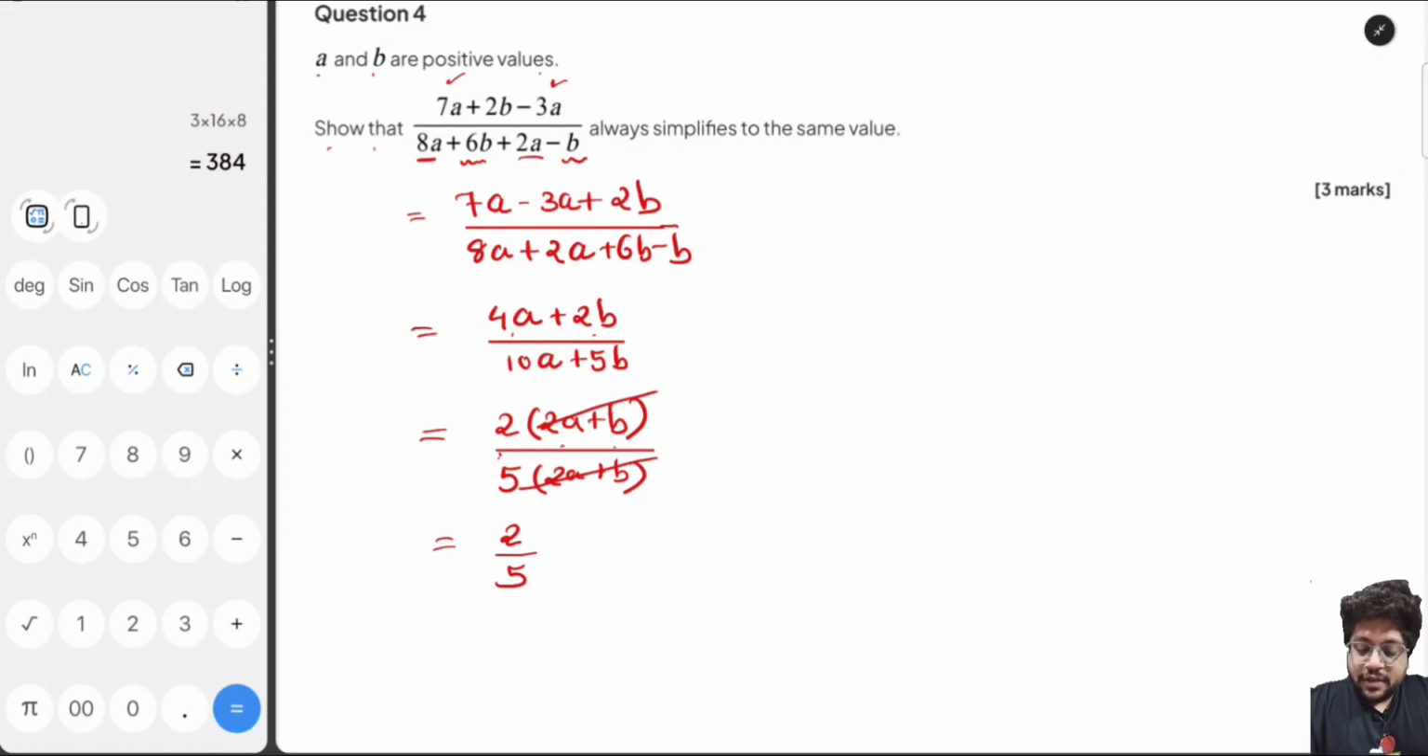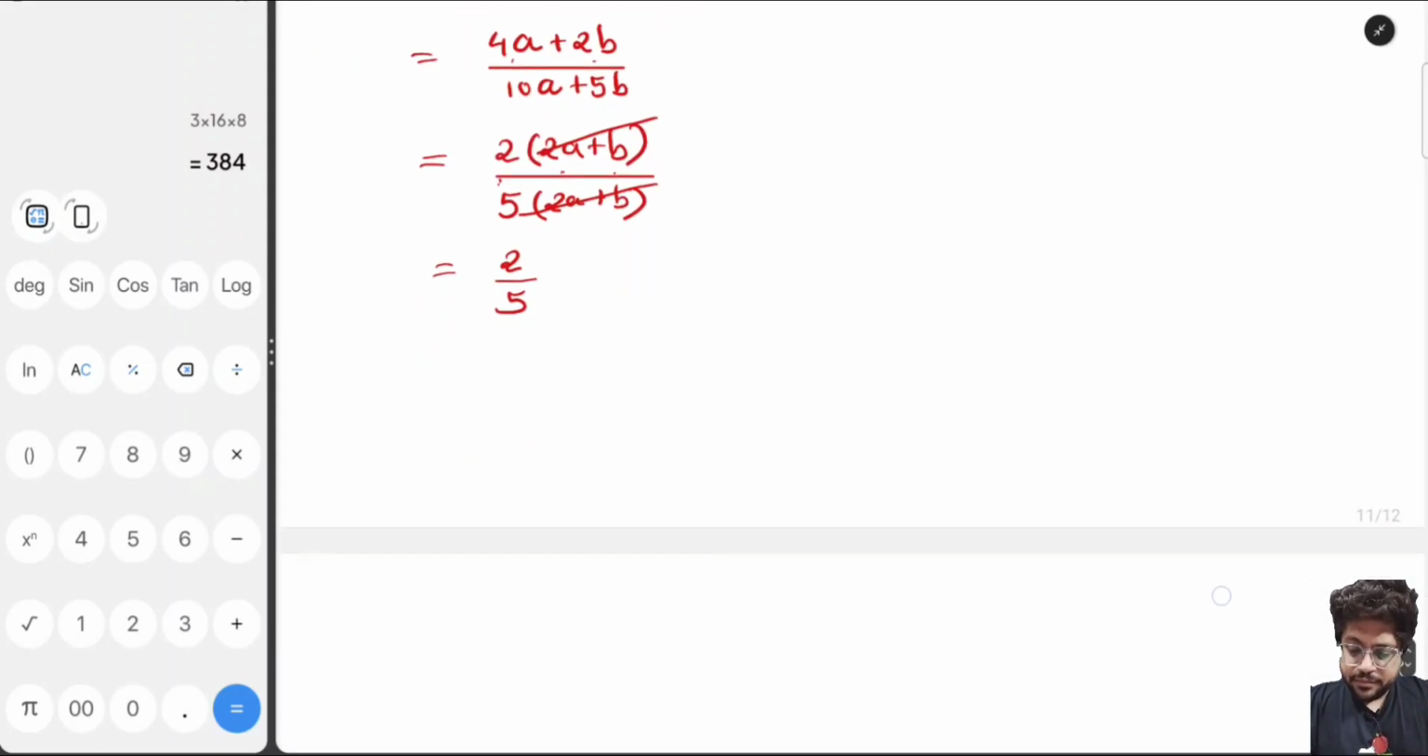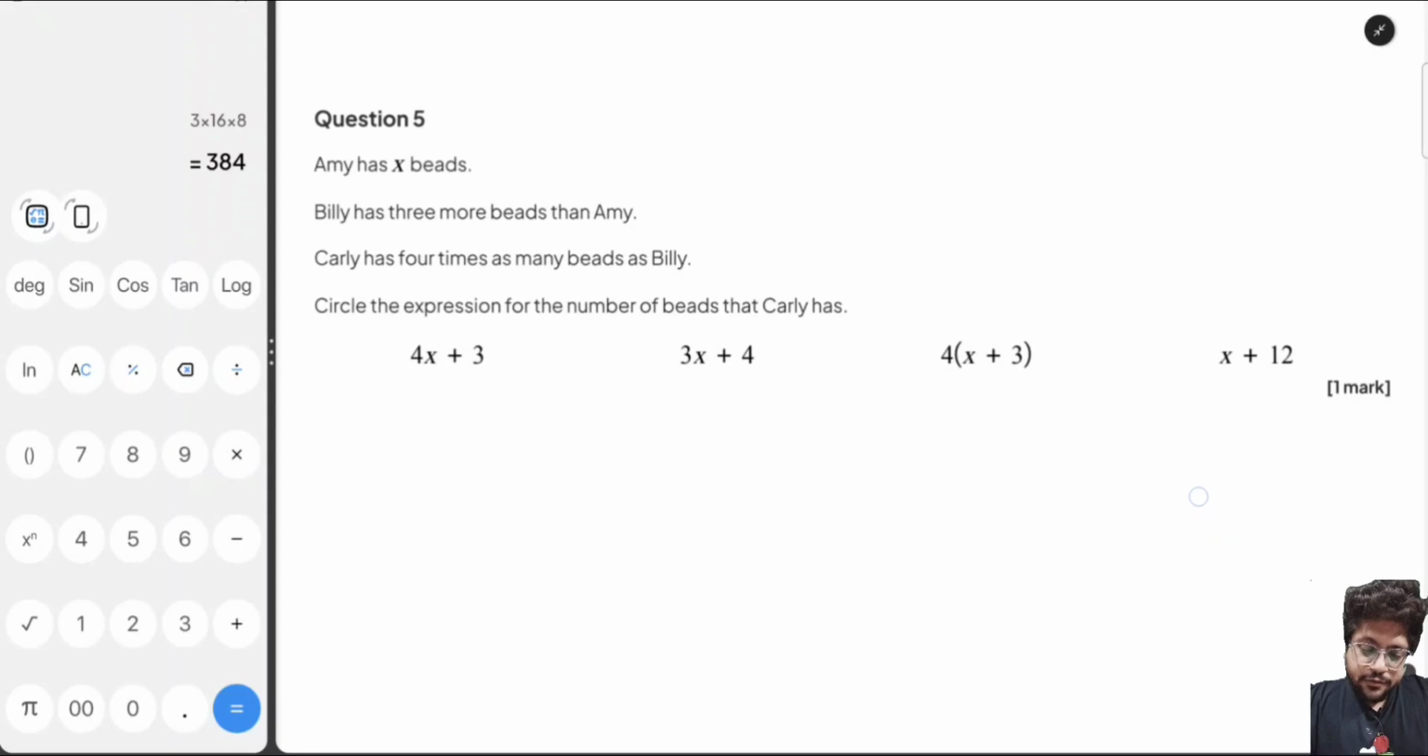That means this value doesn't depend on a and b. This is what they were asking: show that this always simplifies to the same value. Whatever the value of a and b, it doesn't depend on that. Clear?